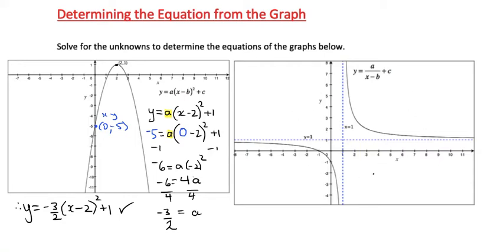Let's move right along to the second one, and hopefully by now you can tell that this is a rational function, right? And you remember that rational functions have asymptotes at the axes. Okay, so let's take a look. We can see that here our vertical asymptote is at 1. So what that means is that our equation has been shifted 1 to the right.